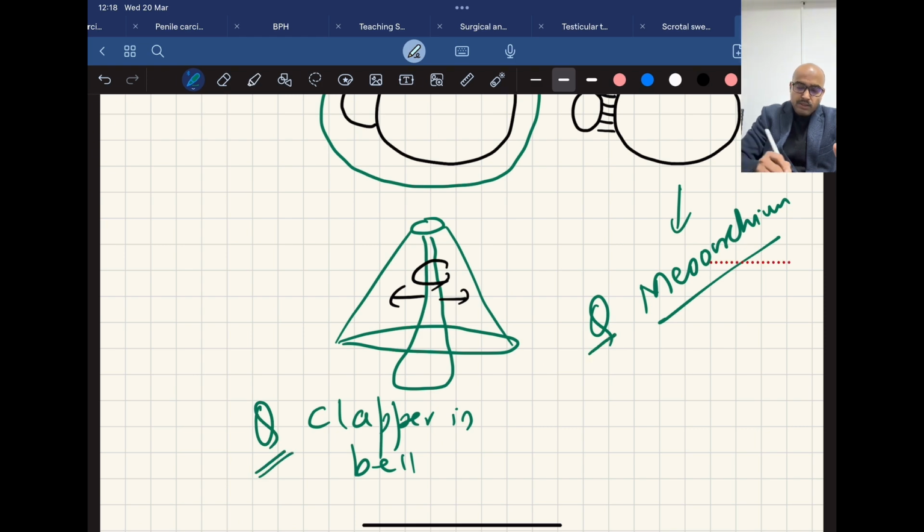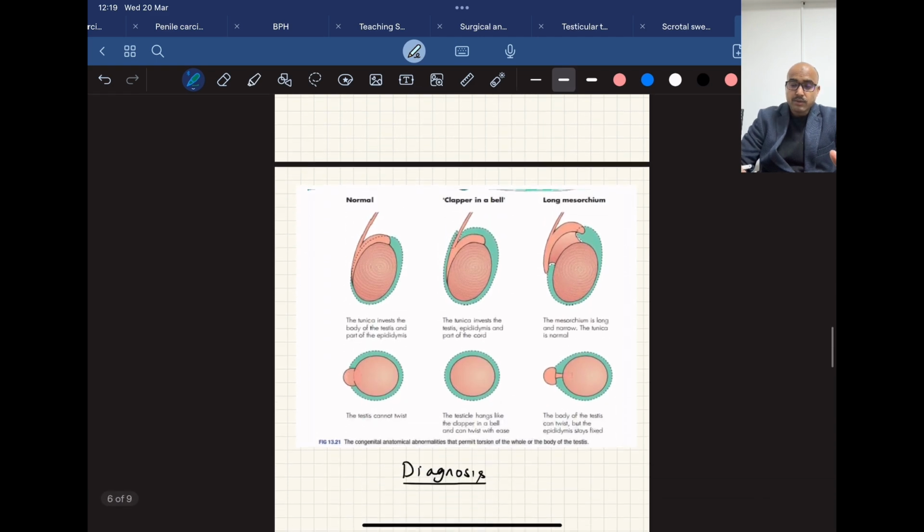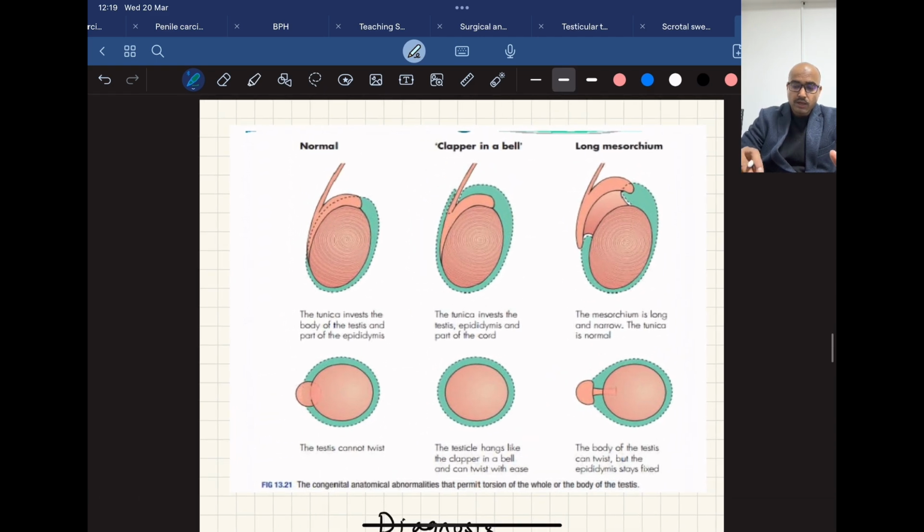And this is a question in exam. They may ask you what is the defect that leads to torsion testis, and commonly it is clapper in the bell, or you can say high investment of tunica and mesorchium. These two are important, don't forget this one. And this is the picture, you can correlate with this picture as well. Okay, so fine.